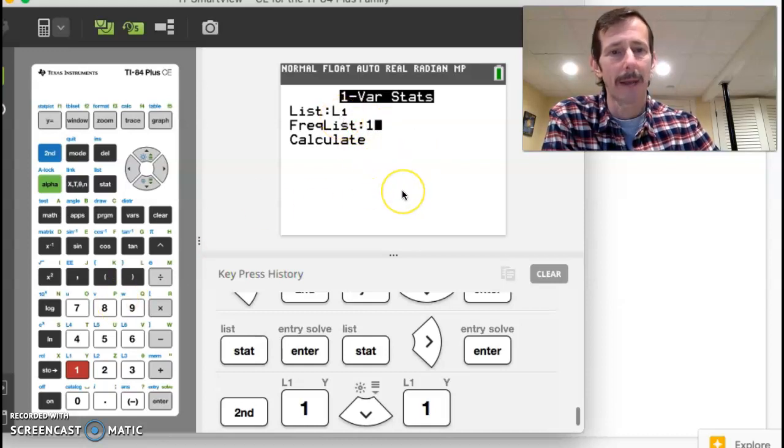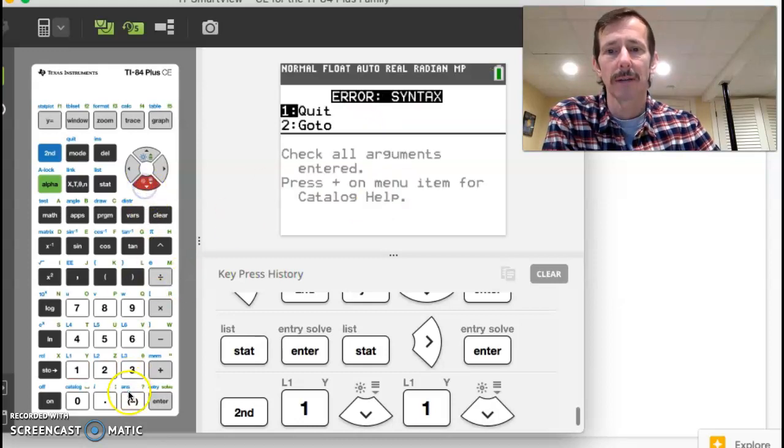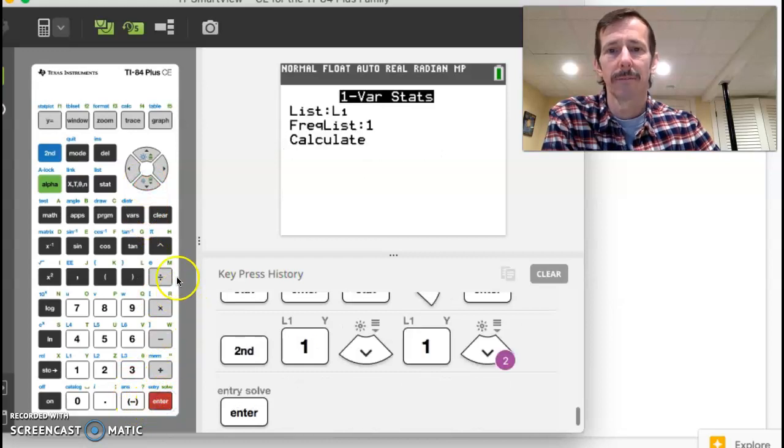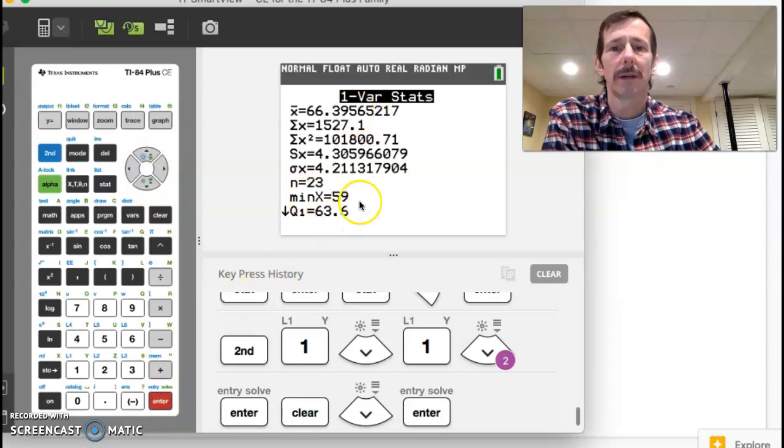But in this case, I put in the individual data values, so I don't have a frequency list. And I come down here and I have an error, so I have to go to my error. I guess I just clear that out and I don't put anything in there. These calculators. And I hit Calculate, and there's all my data. Now this little arrow means that I could scroll down and find other values. This is what I was alluding to.